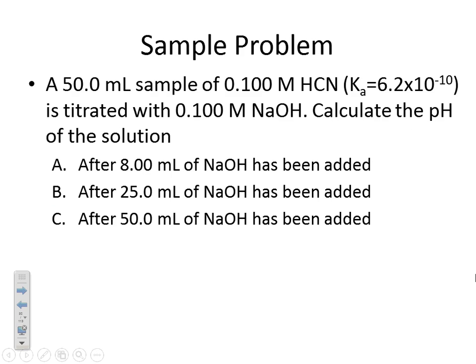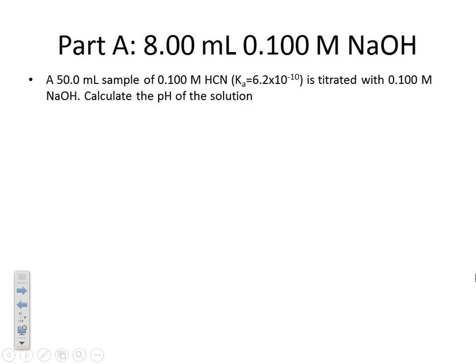So the problem that we're going to be focusing on in this video is this one right here: a 50 milliliter sample of 0.1 molar cyanic acid, Ka value is given. It's titrated with 0.1 molar sodium hydroxide. Calculate the pH of the solution at 3 different points, 8 mL, 25 mL, and 50 milliliters. So we're just going to be working through these 3 parts. So part A, calculate pH with this much sodium hydroxide added.